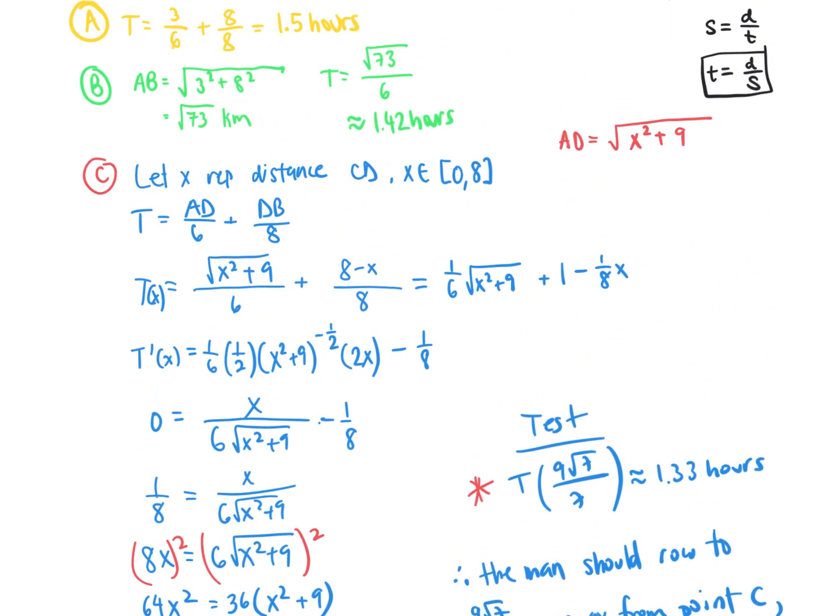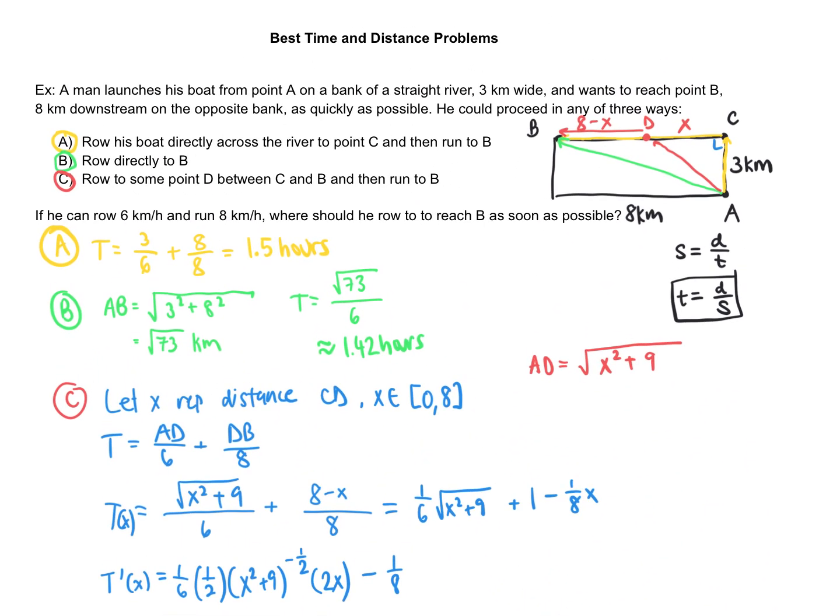So just going back here to our diagram, when we found that x value, this is the value we found. So he's going to row to that 9 root 7 over 7 kilometers away from C, and then run the rest of the way. So for this, we did have to rely on our knowledge that time is equal to distance over speed.